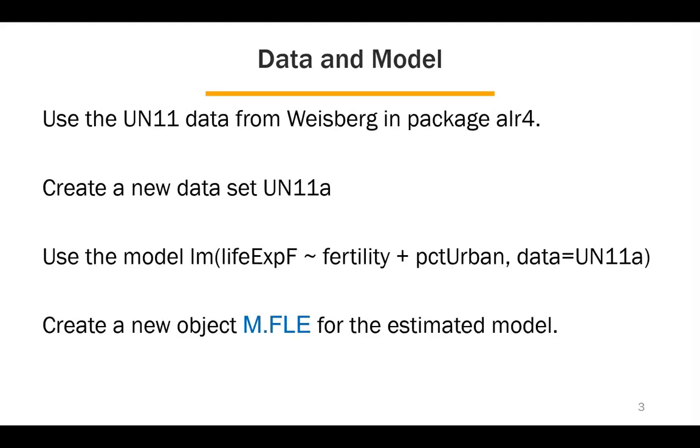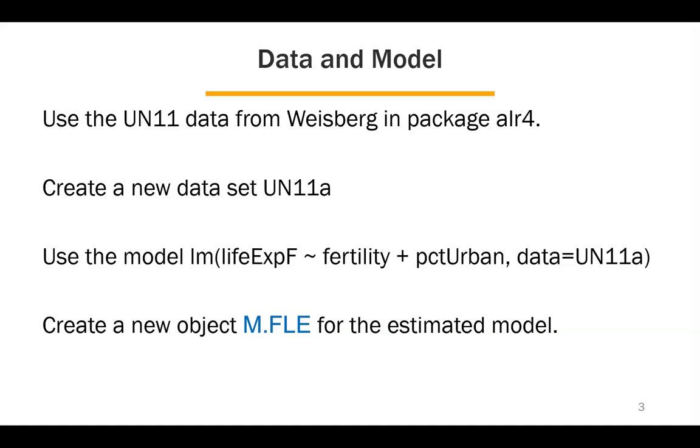So to start off here, I'm going to use a data set called UN11 that's available from Weisberg in a package called ALR4. So we'll install that package first. And then we're going to create a new data set, UN11A, just for the purpose of being able to work with it and modify it. That's not critical necessarily, but I'm just going to create a new data set, modify it. And then I'm going to build a model.